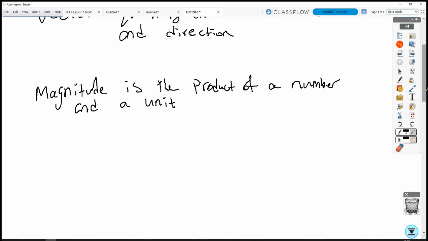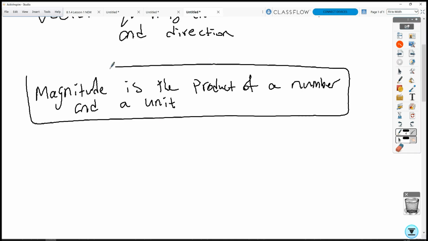So magnitude is the product of a number and a unit. Put a box around that. This basically means if it's the product of a number and a unit, product means to multiply. So let's start with something basic. A meter per second, that's a thing. So you have 6 meters per second, that means you have 6 lots of these things called meters per second.